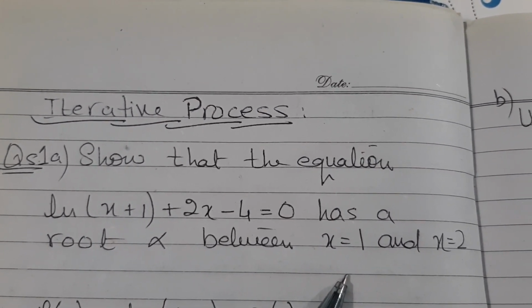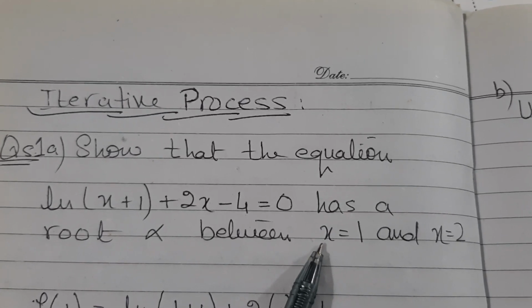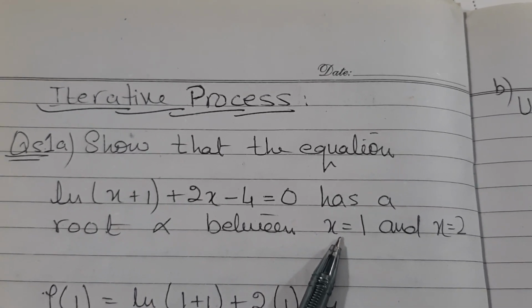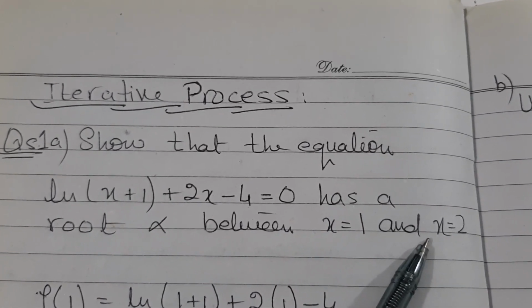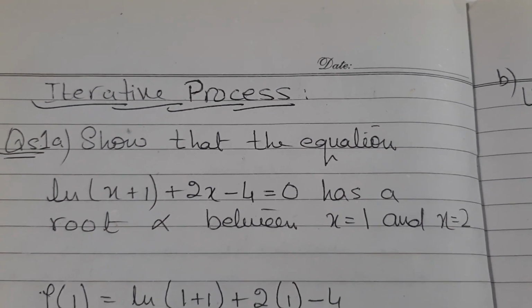So how do you solve it and what does it mean? If I'm saying the root is lying between x equals 1 and x equals 2, it simply means, let me show you through a graph.